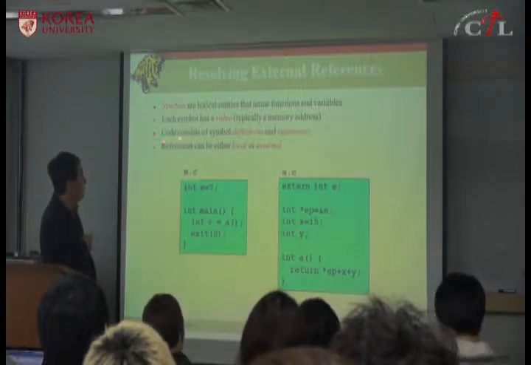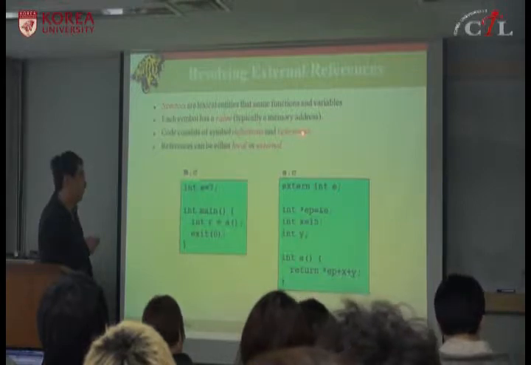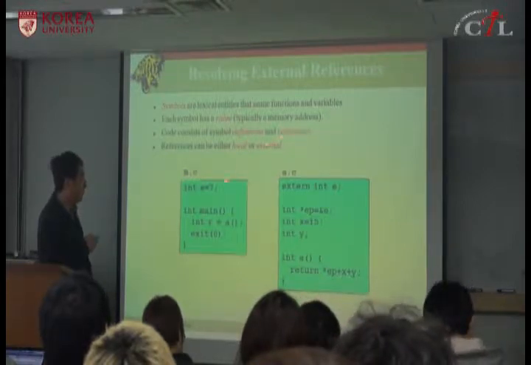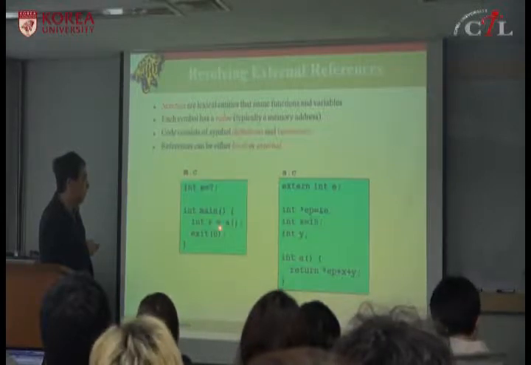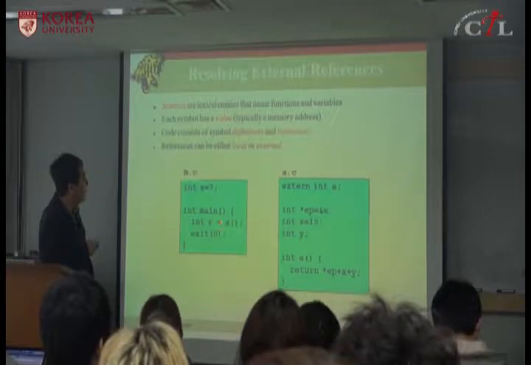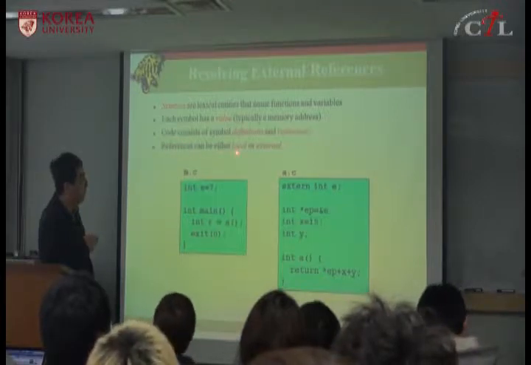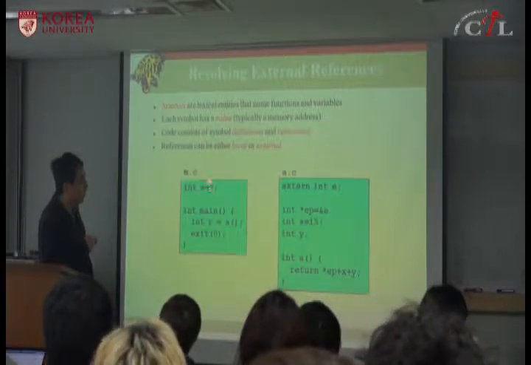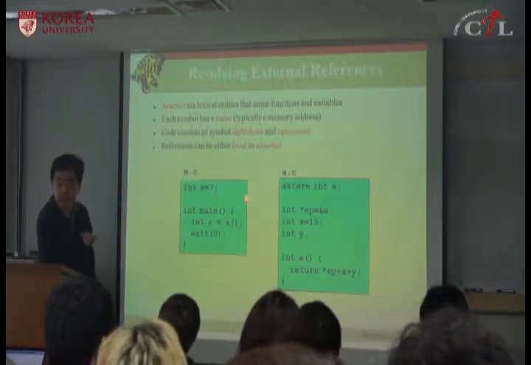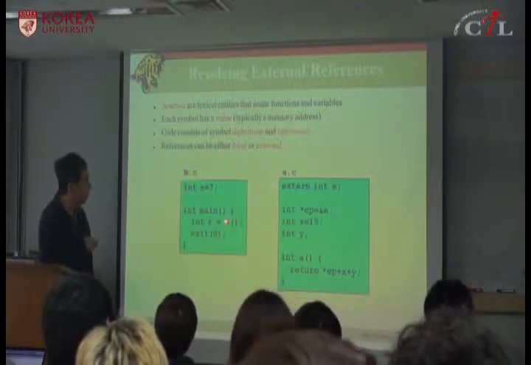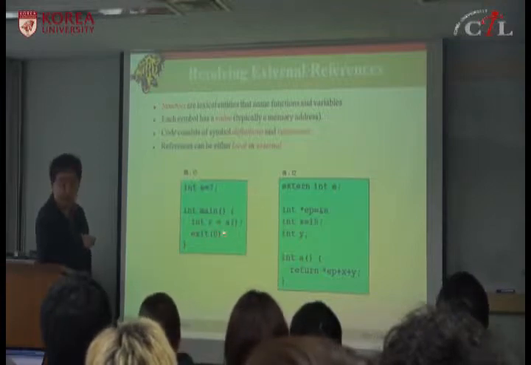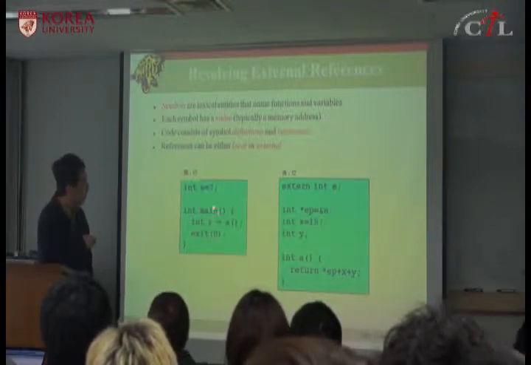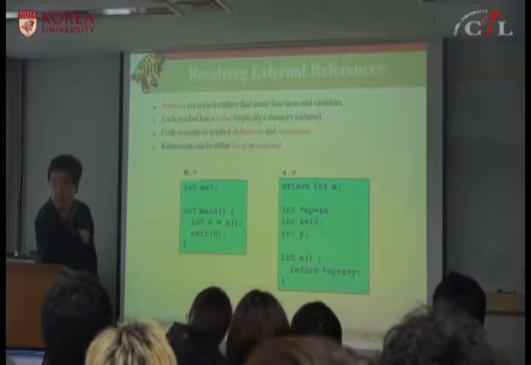And the code contains definitions and references. Some of these are definitions and these are references. And a reference can be either local or external. Local means the symbol is defined locally by this file. Some of the symbols, like this one, are not defined here, so they should be defined externally, and this is an external symbol. This is also a local symbol, this is an external symbol, and so on.